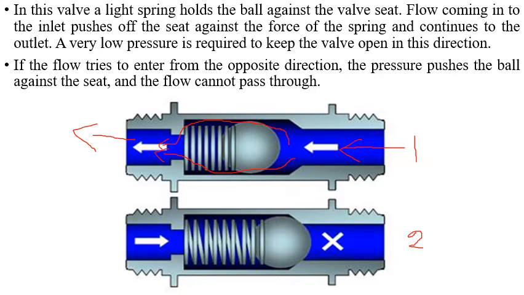In the second diagram, see, if flow occurs from the outlet, this flow pushes the ball, and the ball comes and sits on its seat. So here there is no flow towards the inlet. No flow means it blocks the flow in the opposite direction. This is the concept of a ball type check valve or a poppet type check valve.